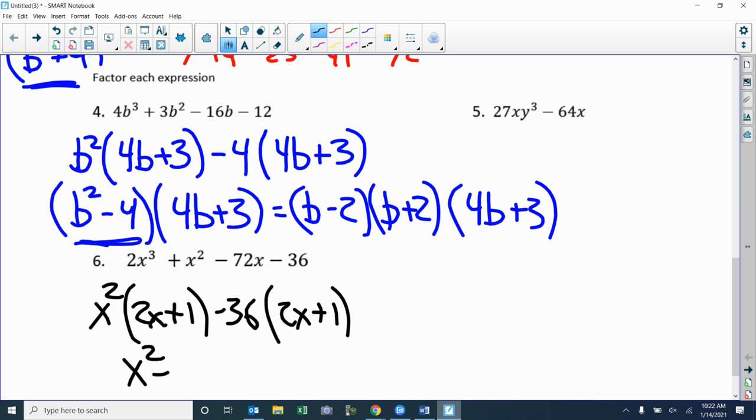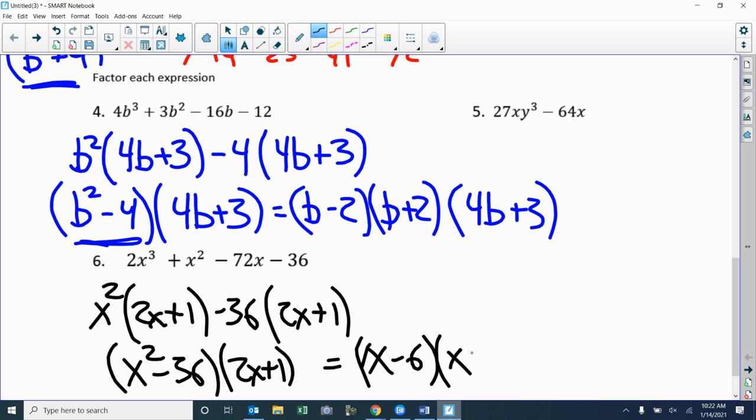Aha! Looks like I have the difference of perfect squares again. Now just to remind you, that's not always the case. It might not happen, okay? So now I'm ready to factor that to x minus 6, x plus 6, and now we're down to 2x plus 1 coming along, and there is your factoring of number 6.